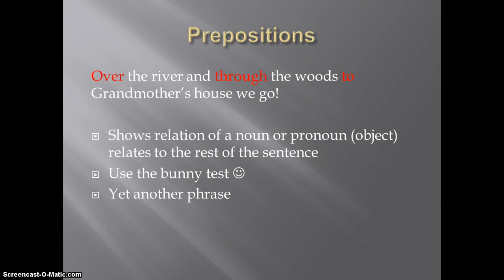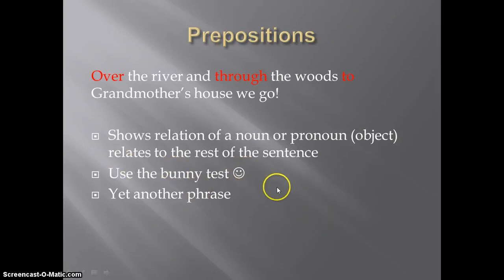Prepositions. I thought this was a great example. Everybody knows over the river and through the woods. So you go over the river and through the woods to grandmother's house. It shows the relationship between an object and how it relates to the rest of the sentence. So an object is either a noun or a pronoun. You can also have prepositional phrases too.